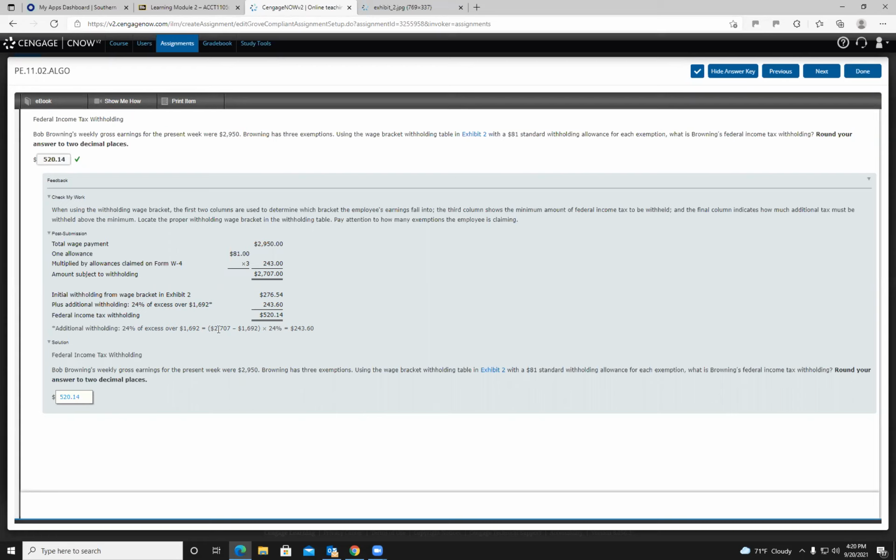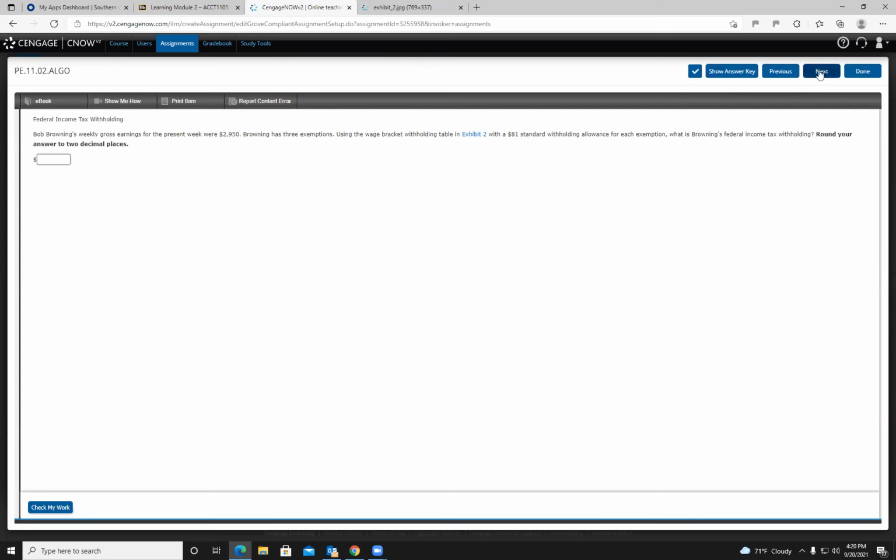So 2,707 minus 1,692 times 24%, and that's where they got the 243.60, and it said in the table plus 276.54. So when you add those two values together, that gives you the total federal income tax withholding. Okay, moving on to the next problem.